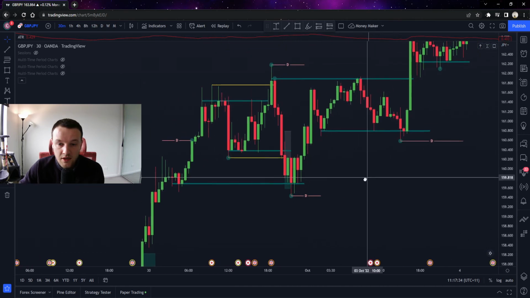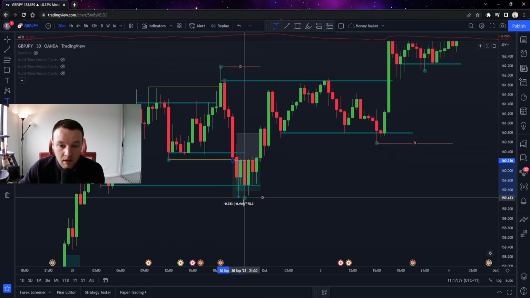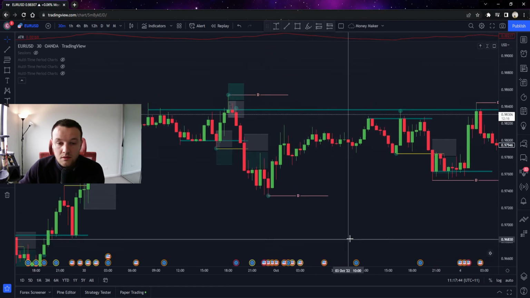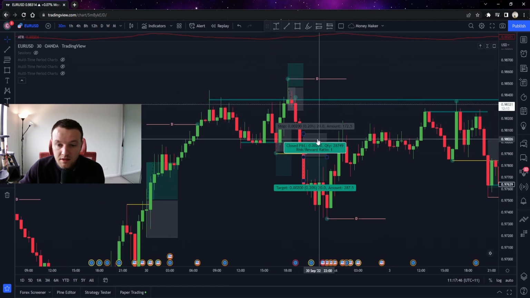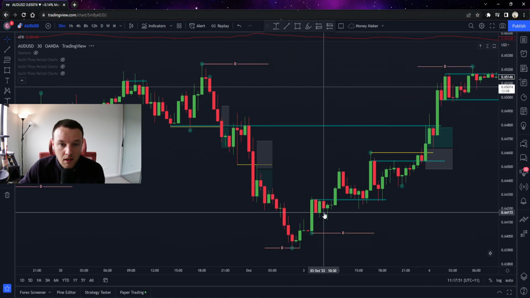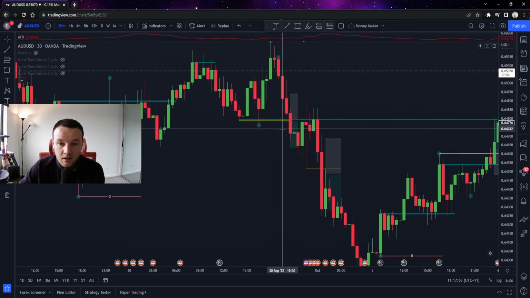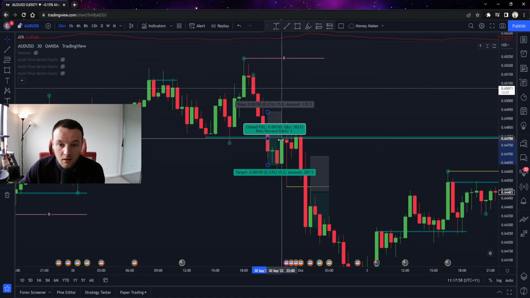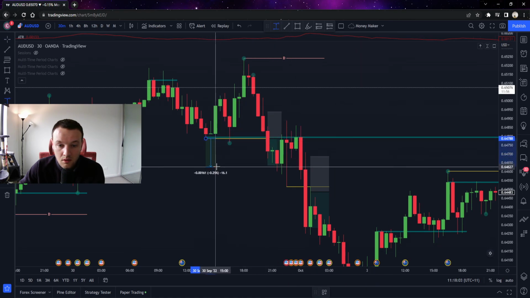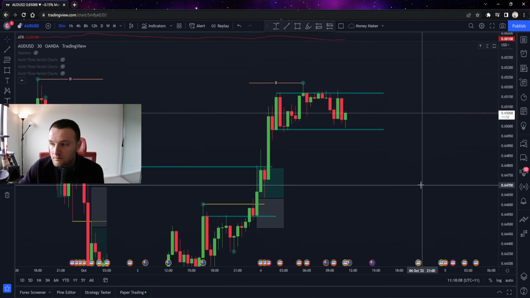This GJ trade here was taken on stream the other day, which ran for about 80 pips. These EURUSD sells were taken on stream and broken down on stream, and also these AUDUSD sells right here, taken on stream, broken down on stream, which went for about 15-20 pips. So yeah, lots of free game.